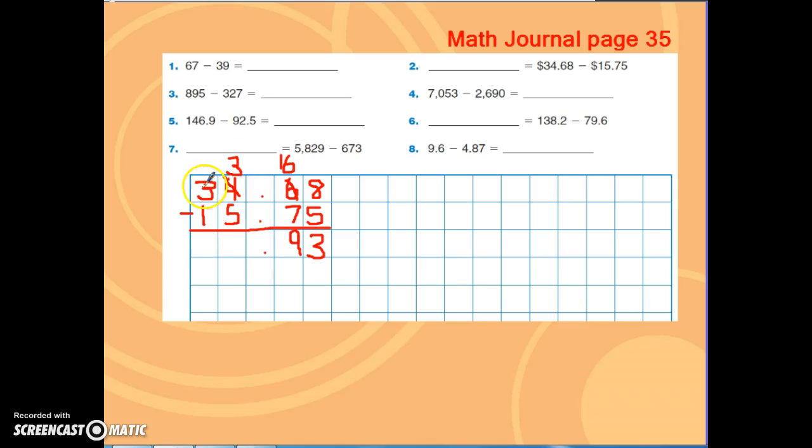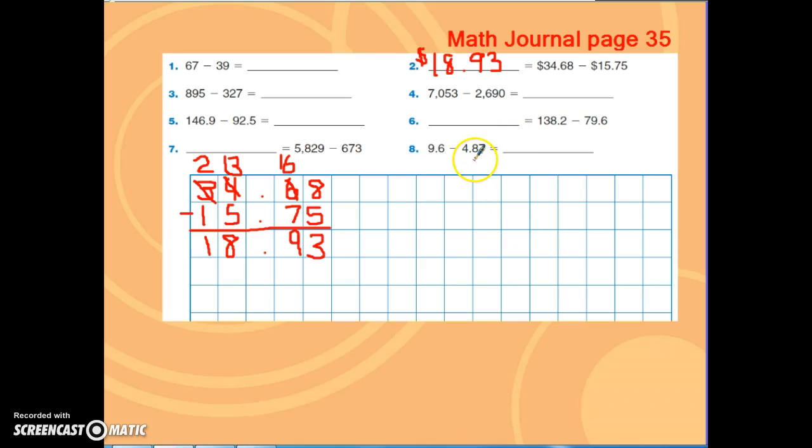3 minus 5 I'm not able to do, so I come over and borrow. This becomes a 2. I'm going to add on a 10. So my 3 becomes a 13. 13 minus 5 is 8. And in my tens place, 2 minus 1 is 1. So my answer is $18.93. And since we're working with money, go ahead and label it that way with your dollar sign.